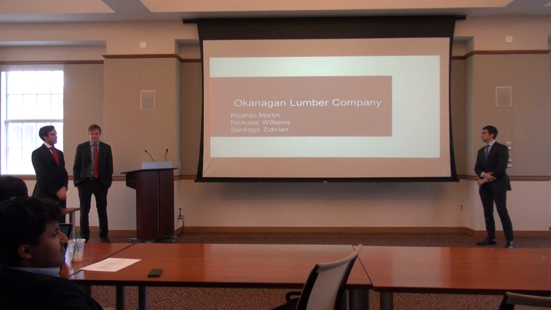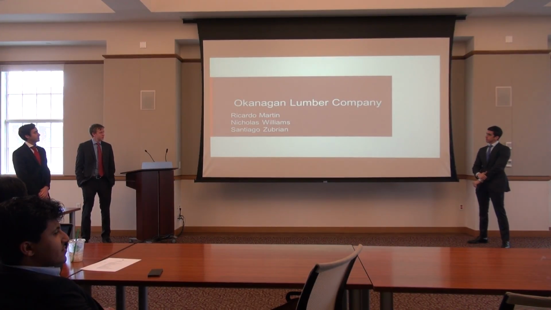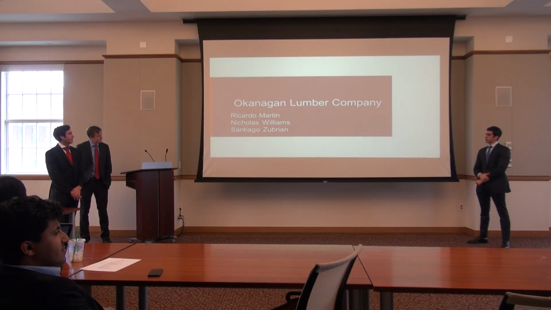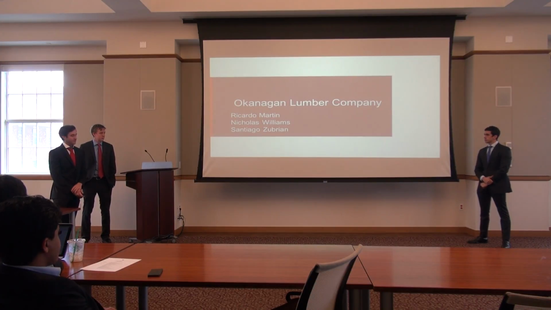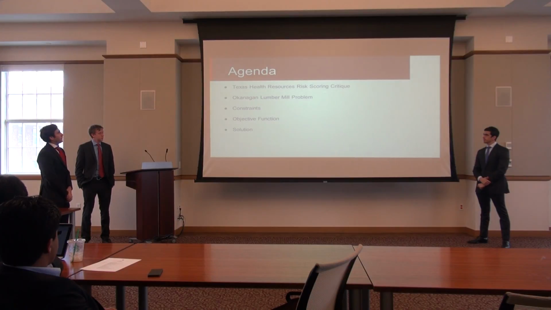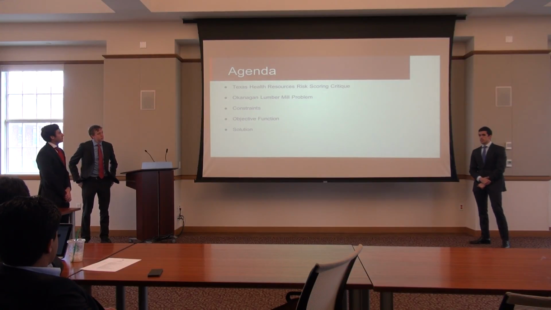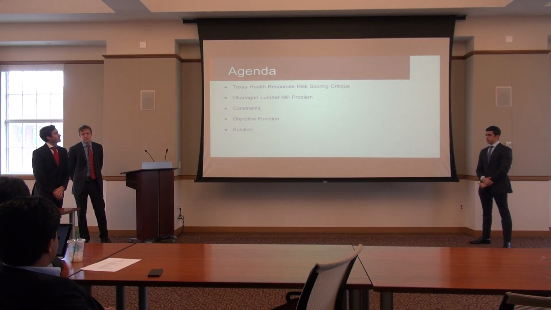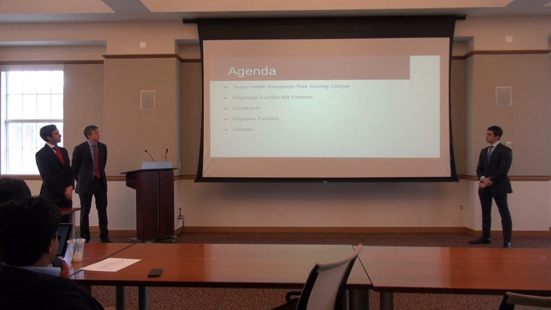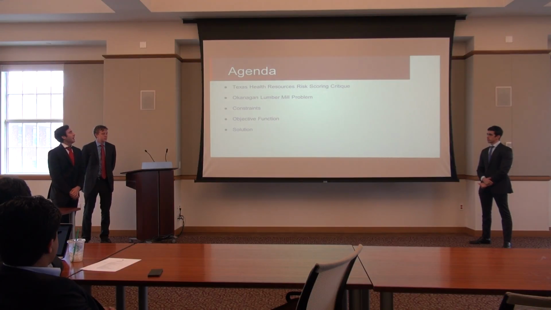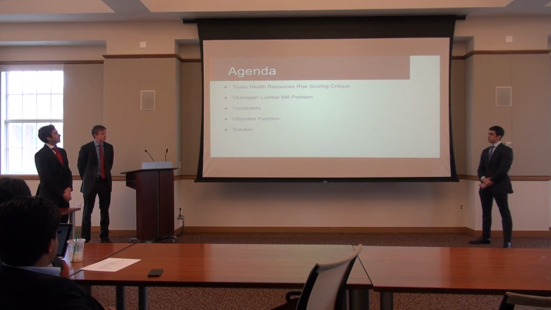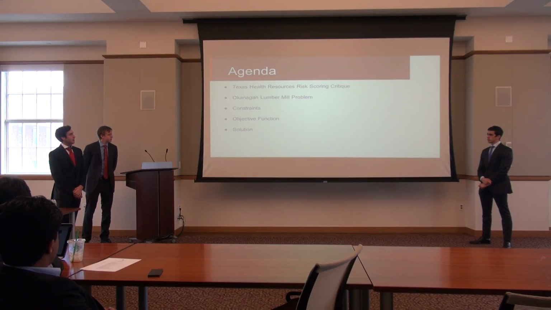And we're here to present the Texas Health Resources risk management and the Okanagan Lumber Company. We will start this presentation by talking about the Texas Health Resources risk scoring critique, and then the Okanagan Lumber Mill problem with its constraints, the objective function, and the solution.